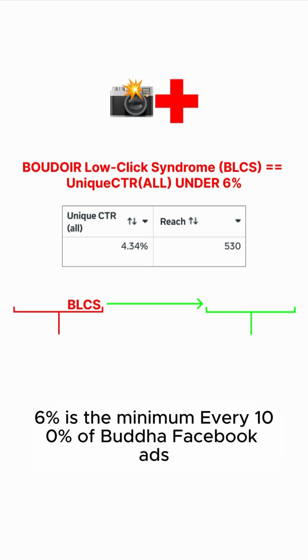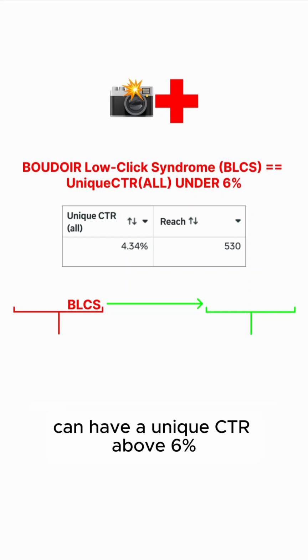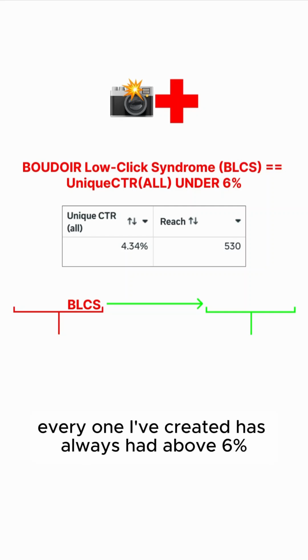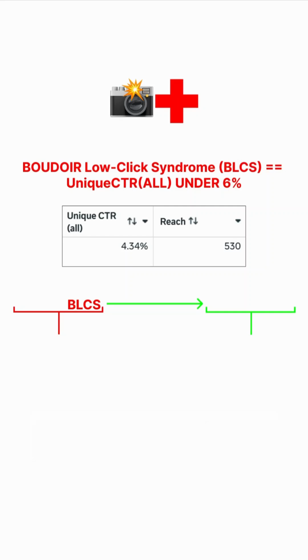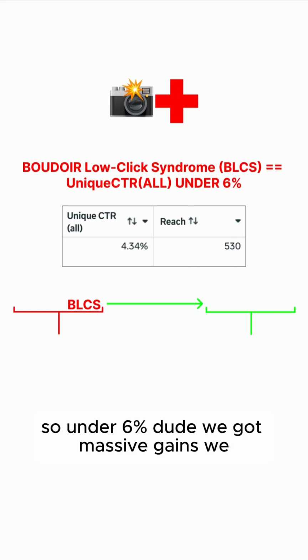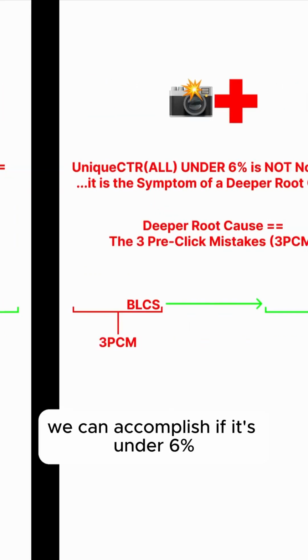6% is the minimum. 100% of Boudoir Facebook ads can have a unique CTR above 6%. Every one I've created has always had above 6%, even when I don't even try. Well, when I try a little bit, even if I only try a little bit. So under 6%, dude, we got massive gains we can accomplish if it's under 6%.